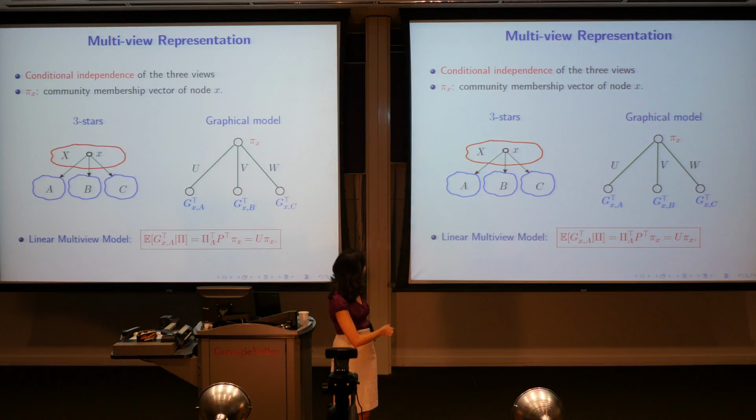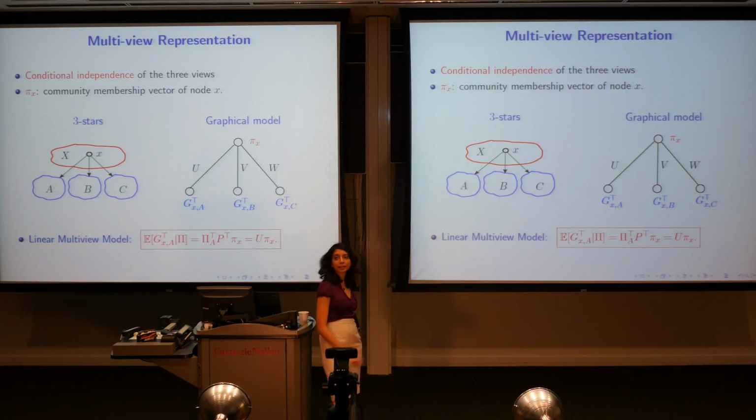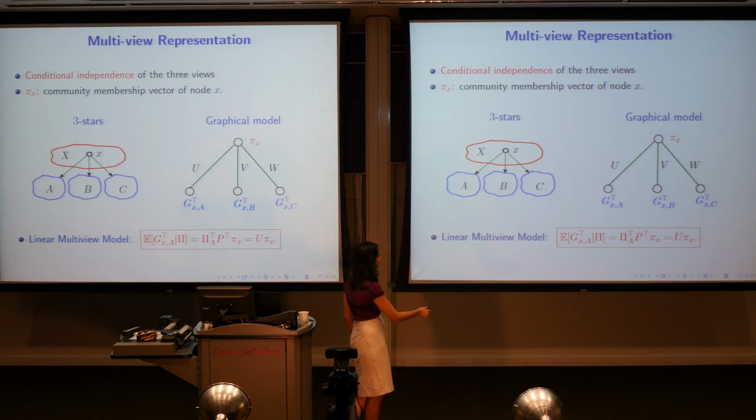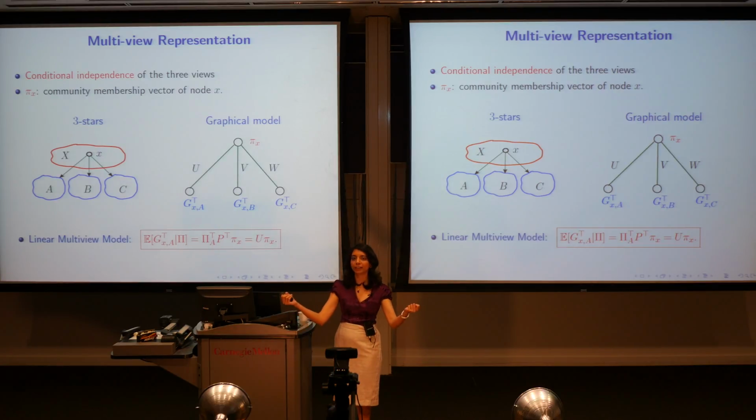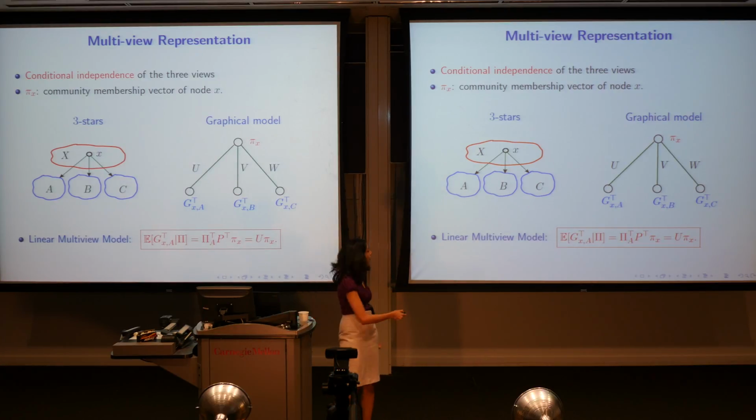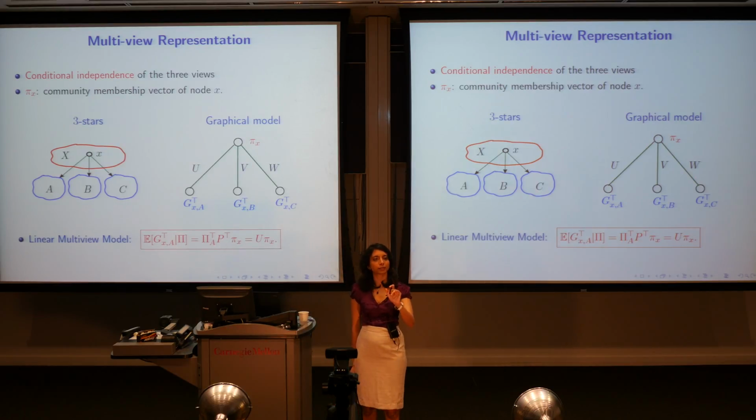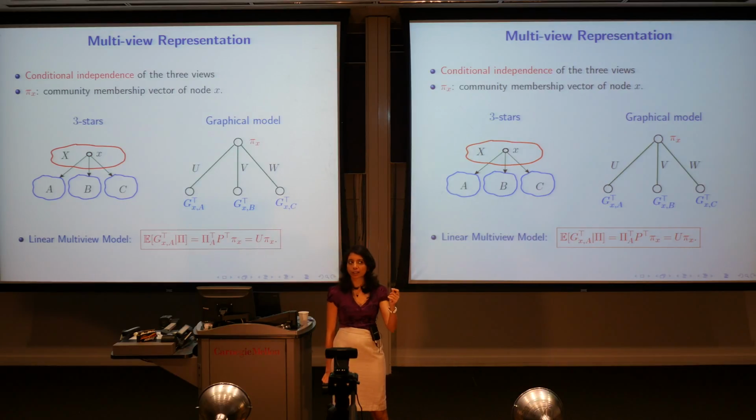So how do I think about this? What are my random variables in this graphical model? I'm going to look at the set of edges that go from this node X to this set A, so this neighborhood vector for node X going into set A, and similarly for set B and set C. These are my three observed views, and my hidden variable is the membership for node X. So what are the set of communities that node X belongs to, and in what proportions?